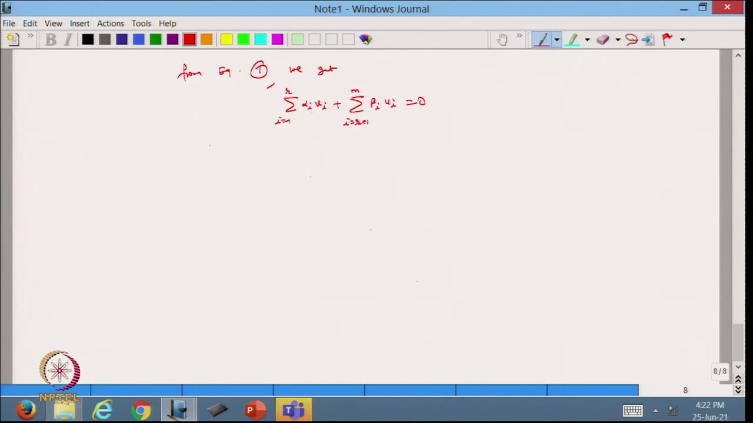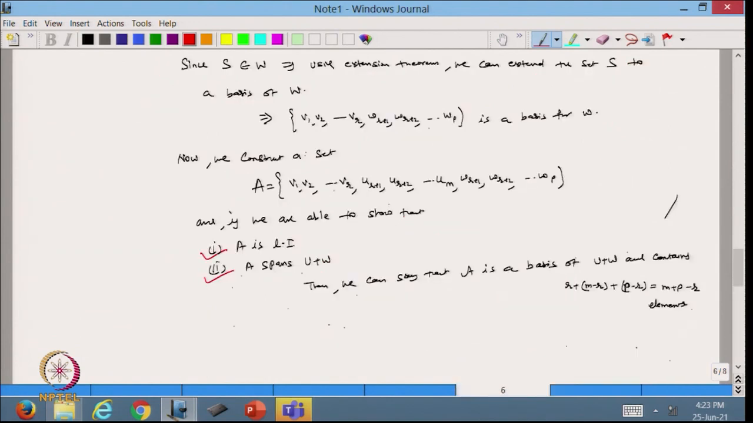Now, if we put this equal to 0, which implies that all alpha i's and beta i's are 0 for all i, because this set V1, V2 up to Vr, Ur plus 1 up to Um is linearly independent, that we already know because it is a basis. So, we are able to show that A is linearly independent. Now, we need to show that A spans U plus W.